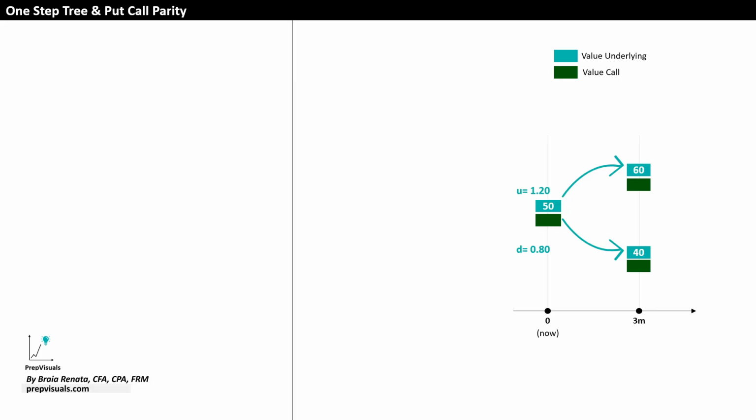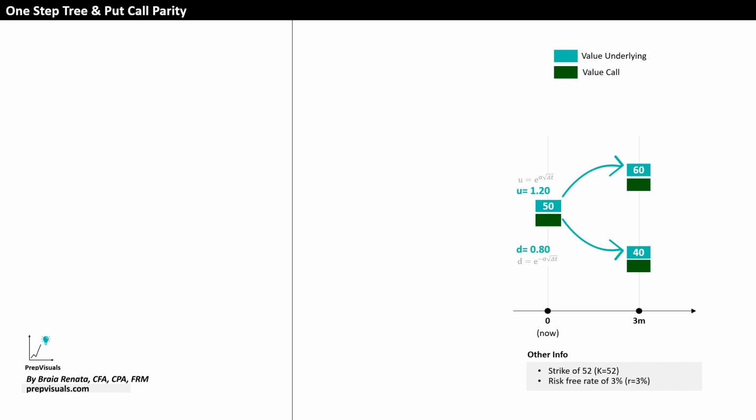Now, for the sake of simplicity, we are given the upward and downward magnitudes, but in case we are not given, these can be calculated applying this formula over here, which, as you can see, can be easily calculated if we know the volatility of the underlying and the length of the time period in the binomial tree. In terms of other information, we are given that the strike price of this option is 52, and that the risk-free rate is 3%.